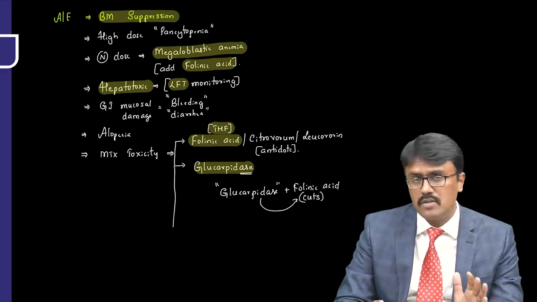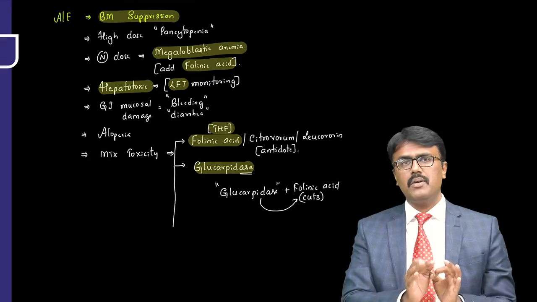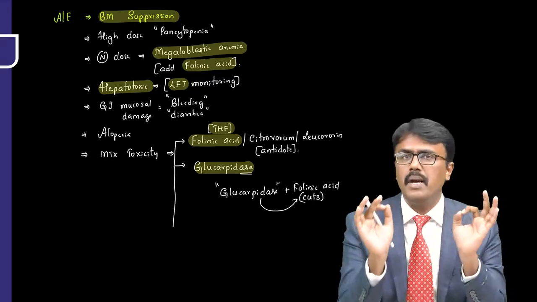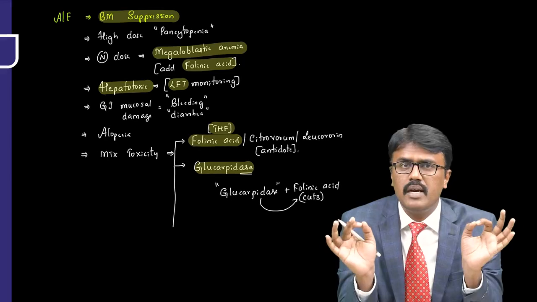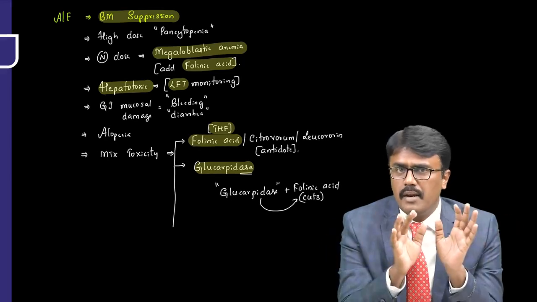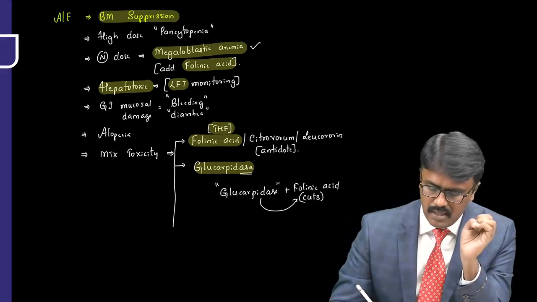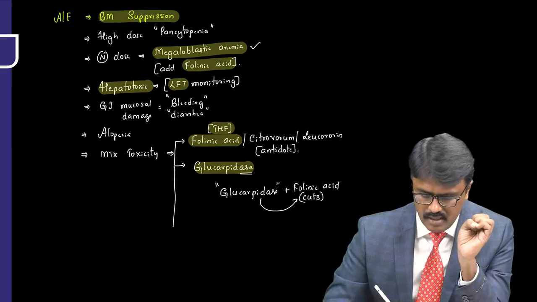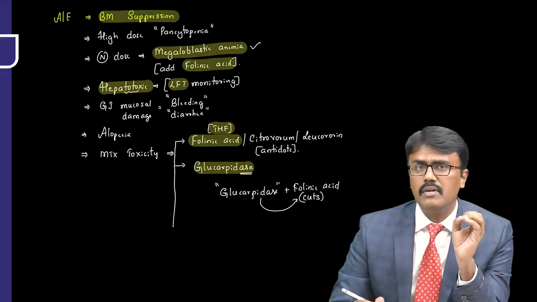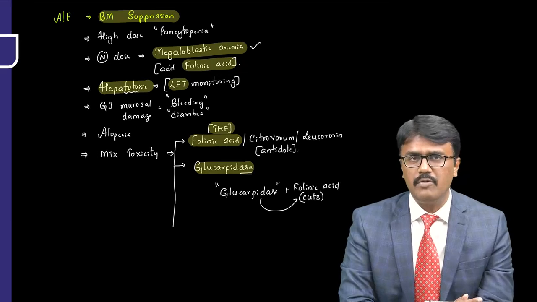So these are the adverse effects of methotrexate, frequently asked. So please remember, the major drug you have to remember for your exam is methotrexate. Mechanism of action is inhibiting dihydrofolate reductase, and remember it is mainly causing megaloblastic anemia. You add folinic acid. It can cause hepatotoxicity, so you have to do LFT monitoring.